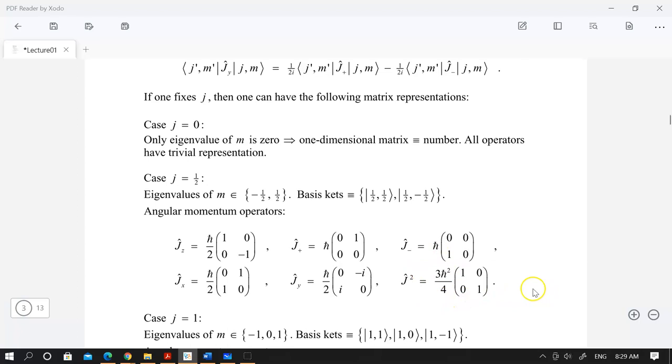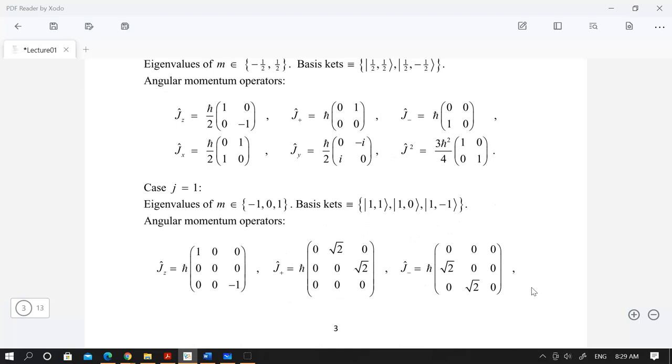Then you can go on to the next case, which is the integer case of 1 there. So in that case, your eigenvalues of m go from minus 1 to plus 1. So there will be three different elements: minus 1, plus 1 will be 0, plus 1 gives you 1. So there will be basis kets |j m> over here. There will be three different ones. And then you'll be able to form the matrix.